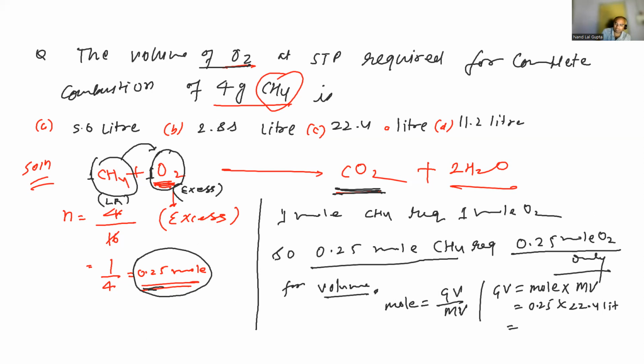I will ask you where we have made the mistake, that you catch. 22.4 times 0.25 gives 5.6 liter. This option is there, 5.6 liter. But this is obviously not the correct answer. Although it is there, this is not the correct answer. Where is the problem? Where did we make the mistake? Can you guess? See the balanced equation.